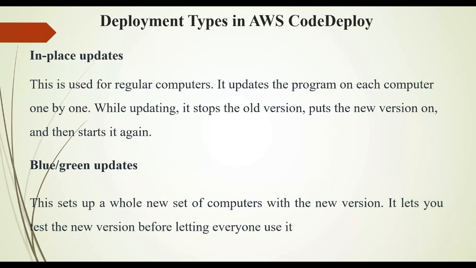So the next is blue-green update. The blue-green update sets up a new set of computers with the newer version, and it lets you test the new version before letting everyone use it. And there are three ways to switch the users to the new version. The first is bit by bit, the second is slowly, and the last is all at once. In bit by bit, it moves users to the newer version in 2 steps. In slowly, it moves users to the newer version a little at a time at set times. All at once, it switches all users to the new version right away.